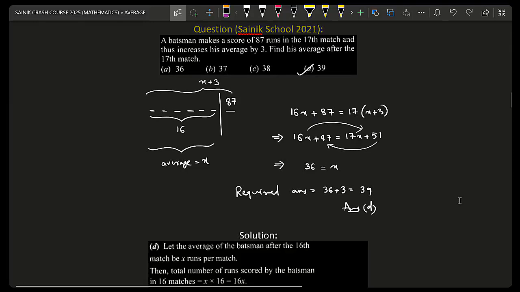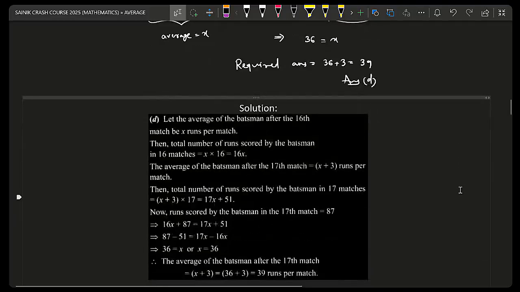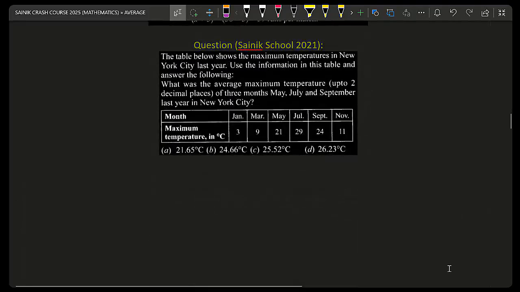So we call the average after the 16th innings X. Then after the 17th innings, it became X plus 3. Using the sum formula, average into number, we solved this question and got the value of X as 36. But they're asking for the average after 17 innings, so it should be X plus 3. 36 plus 3 is 39. Next question is this.